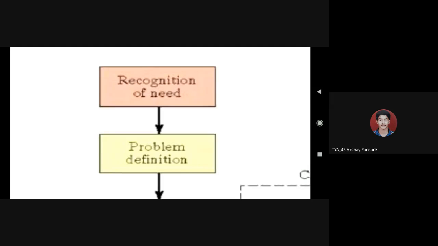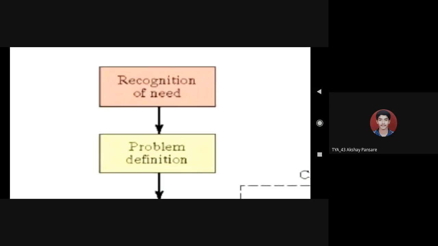Now these are the needs, these are the expectations, these are the requirements. To fulfill those requirements, those aims, the need is very important. For any product, recognition of need is very important, or we can say problem identification. In management language, recognition of need is nothing but problem identification. Whenever we get the problem, definitely we will try to solve that problem.